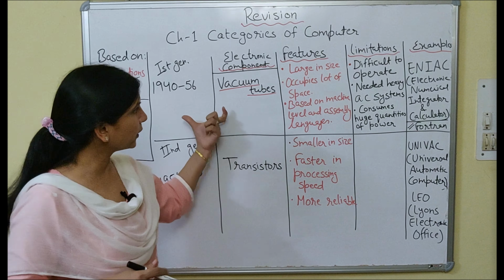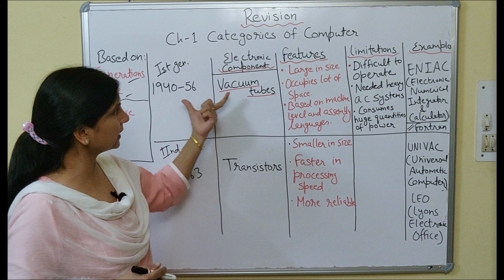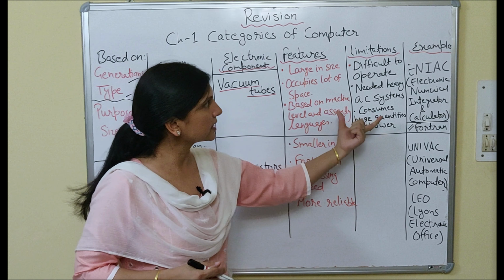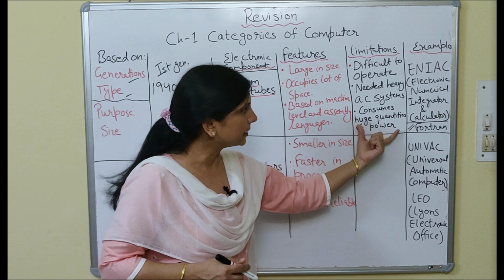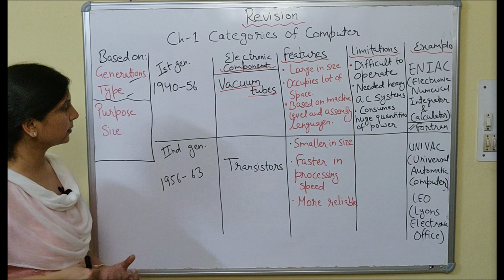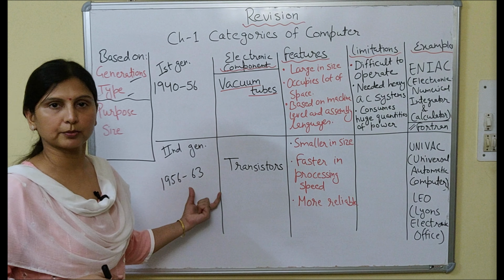So all these points are key points. We are discussing only key points. You have to learn all these points. Fine. Here, electronic component, its features, limitations and example, and full form can also be asked. Fine. Now we move towards the second generation computer.